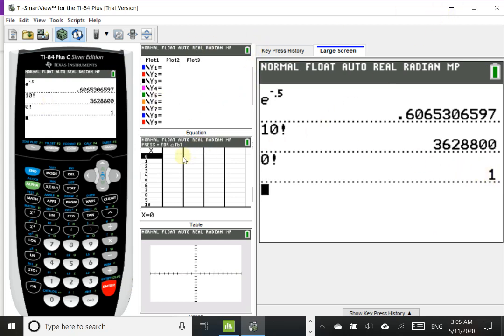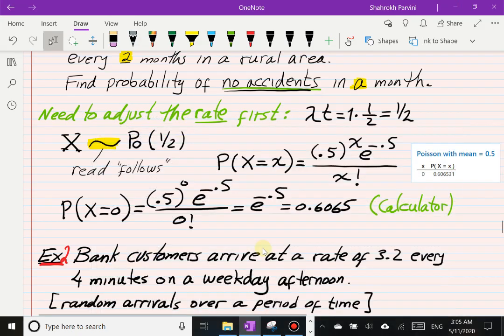And if you want to do e to a power, so let's say if you want to do e cubed, I'm going to go second natural log and then type 3. That's e cubed. Okay. So that's how I got this from the calculator, and it matches pretty close to Minitab.